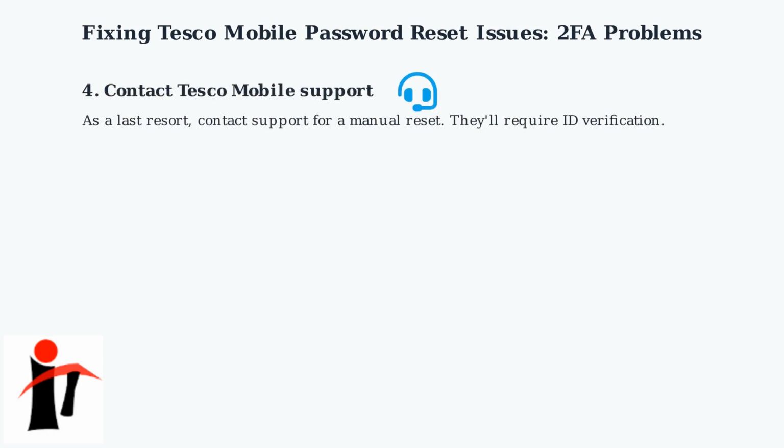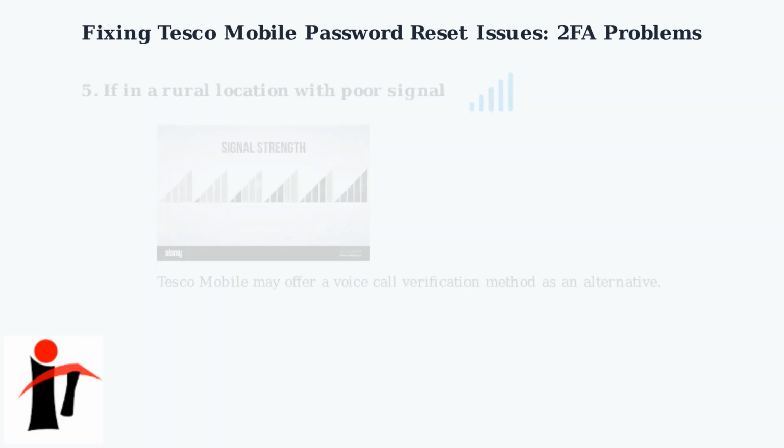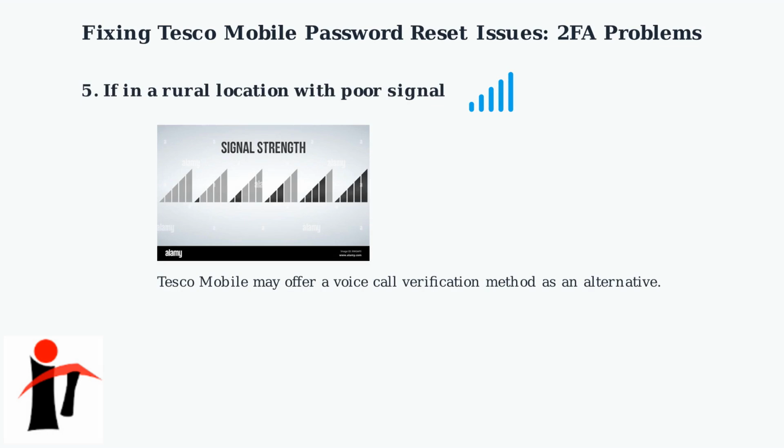As a last resort, contact Tesco Mobile support for a manual reset. They'll likely require ID verification. If you are in a rural location with poor signal, this could also be the cause. In this case, Tesco Mobile may offer a voice call verification method as an alternative.